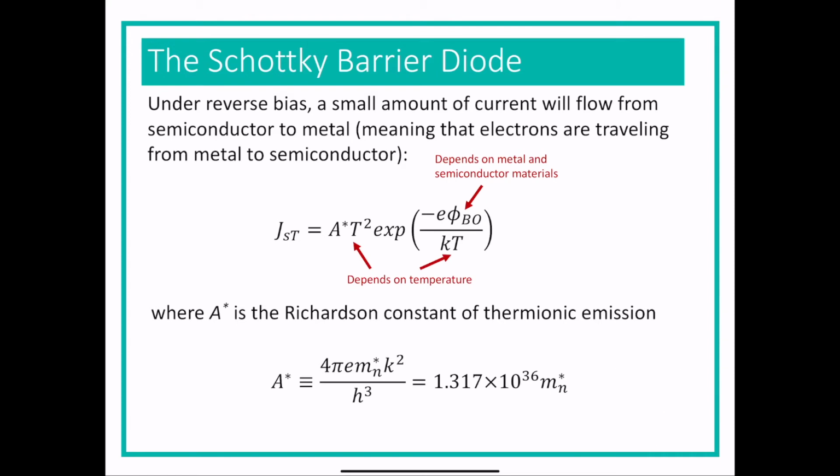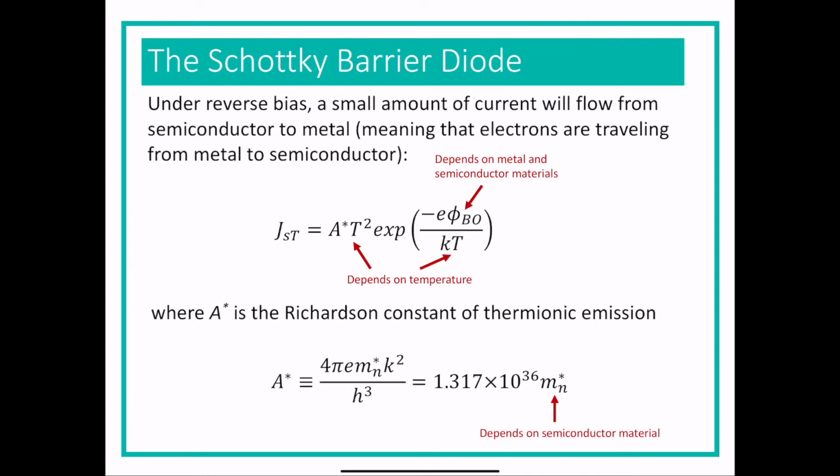The Richardson constant of thermionic emission also depends on semiconductor materials. So the reverse current depends on metal and semiconductor materials. The Richardson constant depends on the semiconductor material, and the reverse current depends on temperature. So all of these things go into making up the reverse current that flows from the metal to the semiconductor.